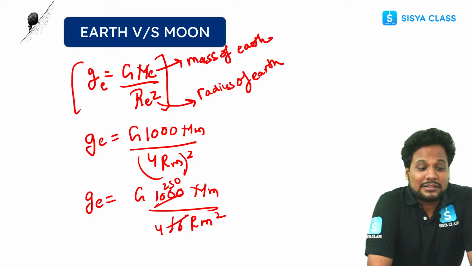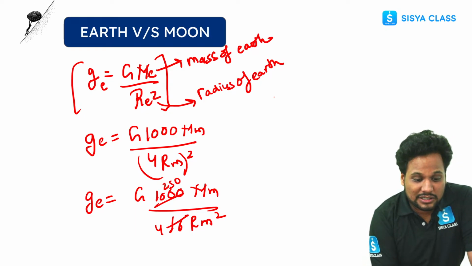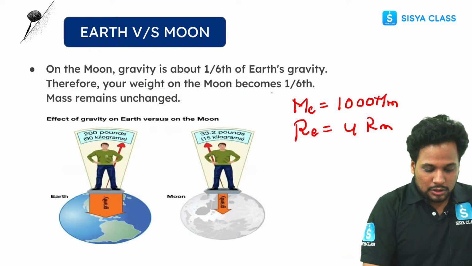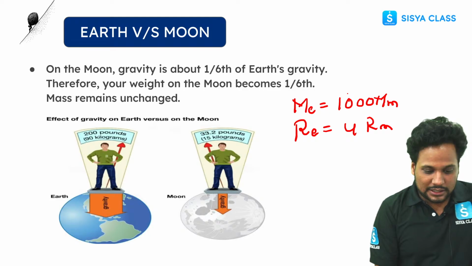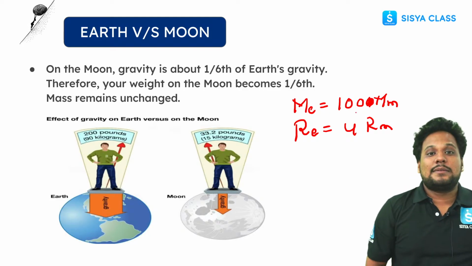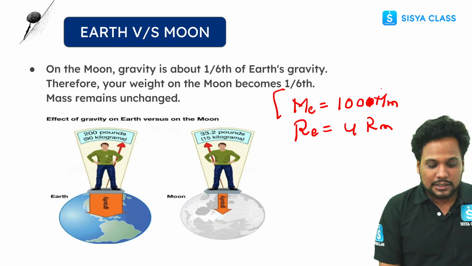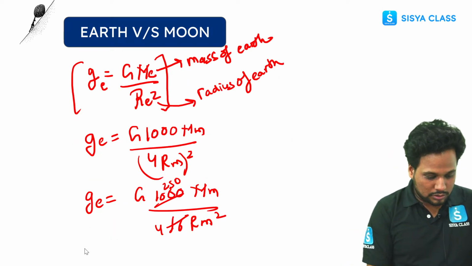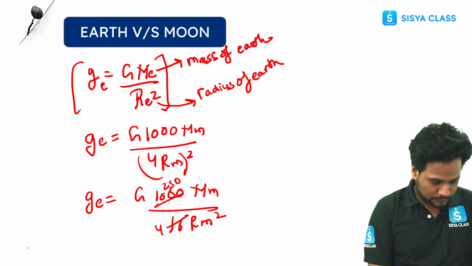It is around 4 times, right? But see, again there is one change. I think the mass of earth is not 1000 times, it is 100 times that of moon. Okay, just correct this thing. Mass of earth is 100 times that of moon.